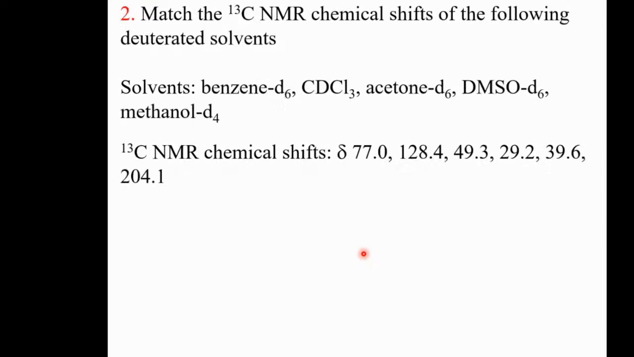The corresponding carbon signals, quickly. Benzene D6 among these. So you have the solvents here and the chemical shifts here. Benzene D6. We will come to the questions later. Let us complete this. Where will the benzene D6 carbon appear?